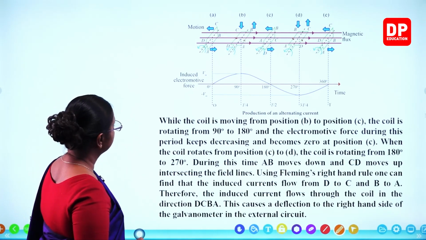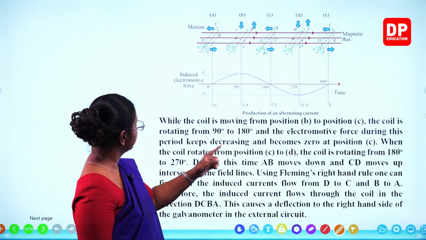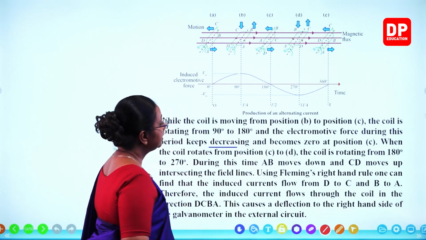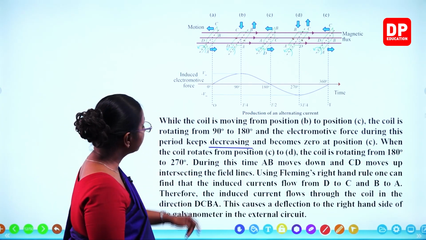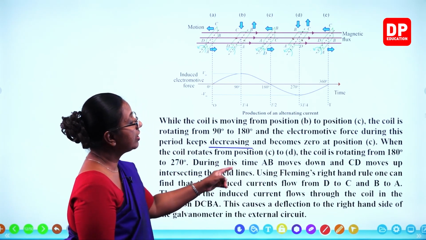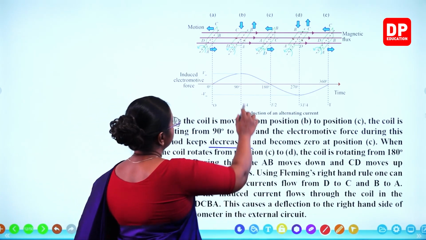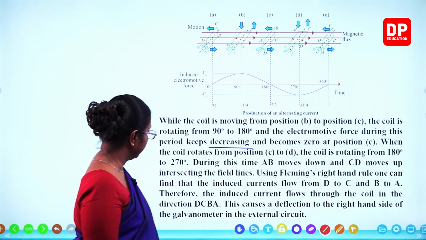So, here you can see. This is for the third position. While the coil is moving from position B to position C, the coil is rotating from 90 degrees to 180 degrees. And the electromotive force during this period keeps decreasing and becomes 0 at position C. When the coil rotates from position C to D, the coil is rotating from 180 degrees to 270 degrees. So, it's B to C and then C to D.